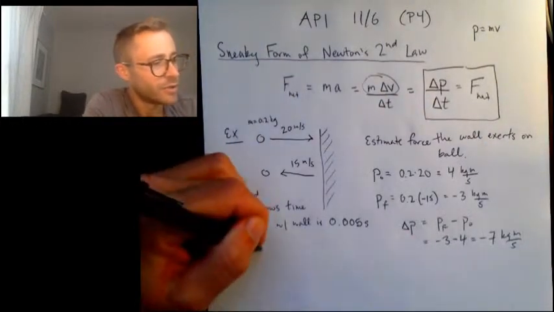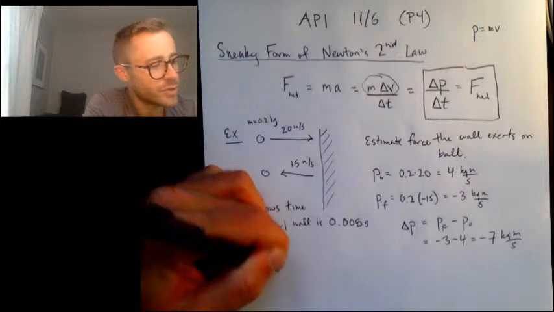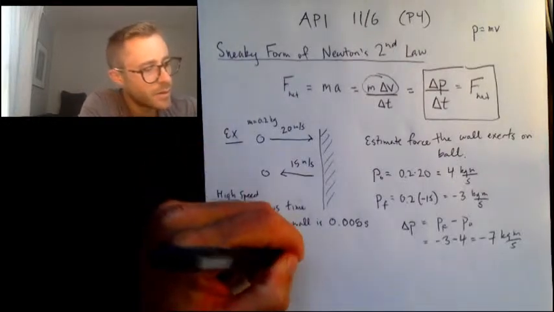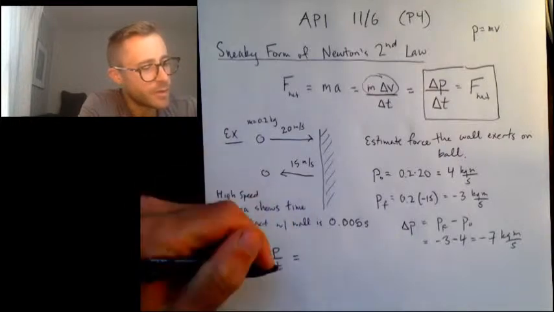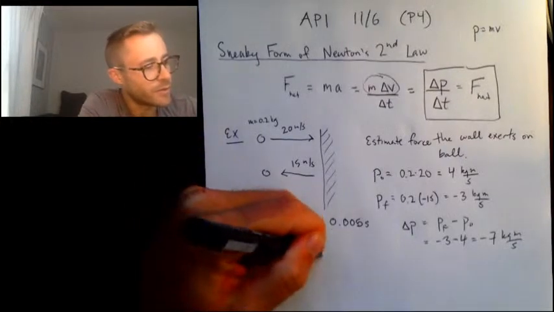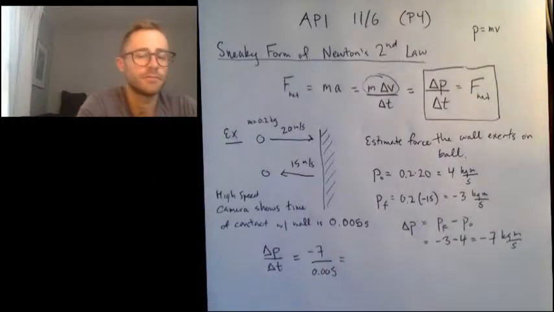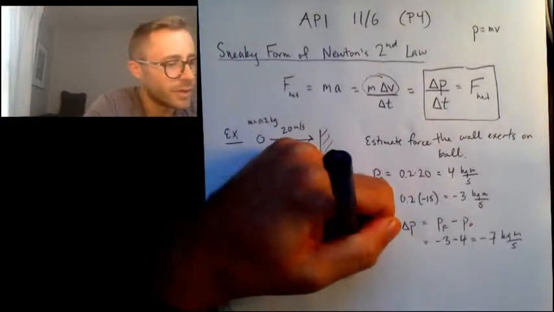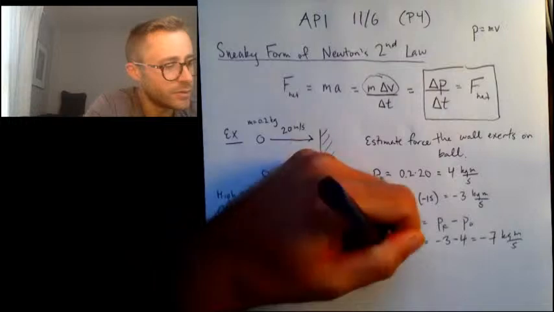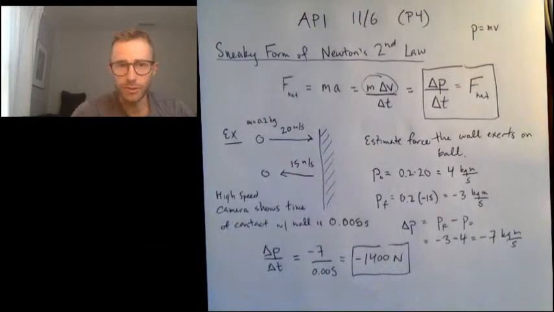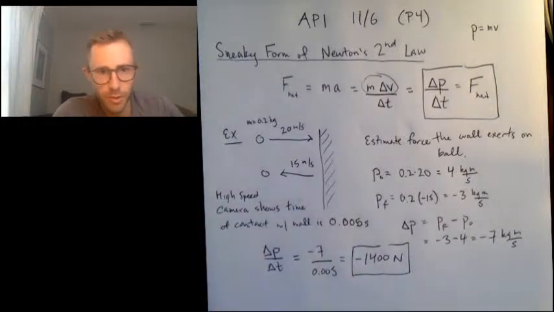And then the change in momentum over the change in time, okay, is equal to -7 over 0.005, which is -1400 newtons, is the force of impact. Okay, the reason it's negative is because the wall pushes the ball to the left, right? That's why it bounces back to the left.